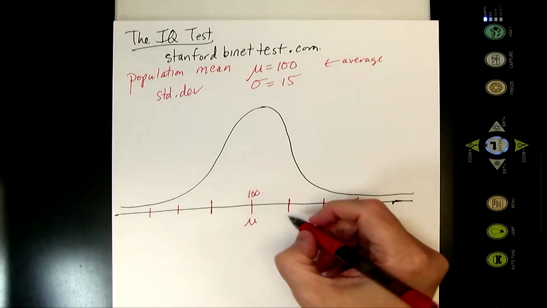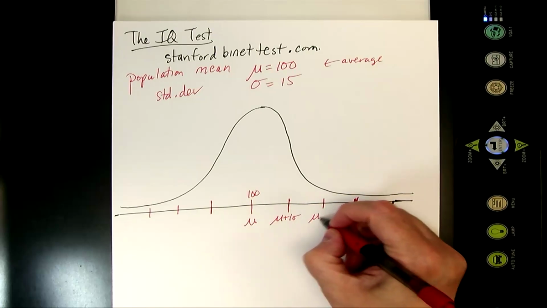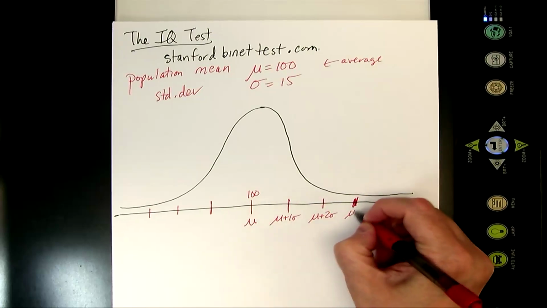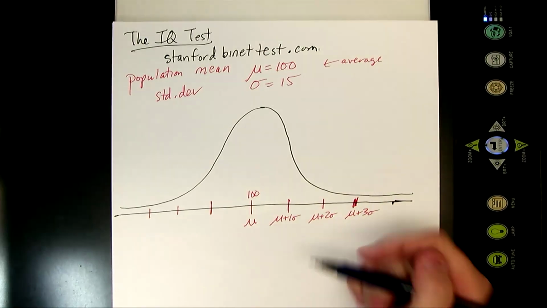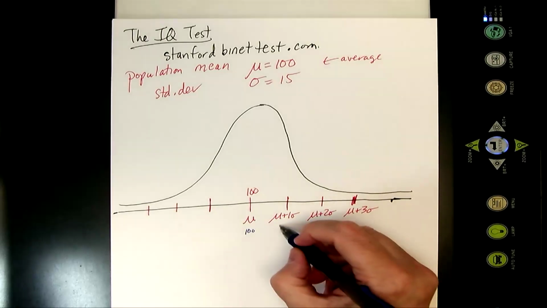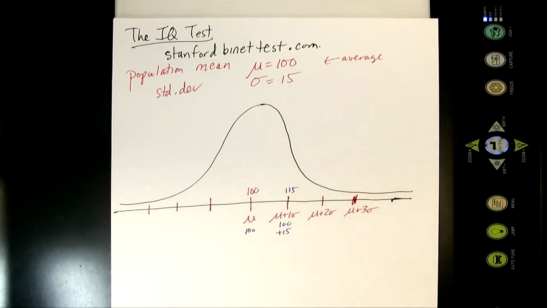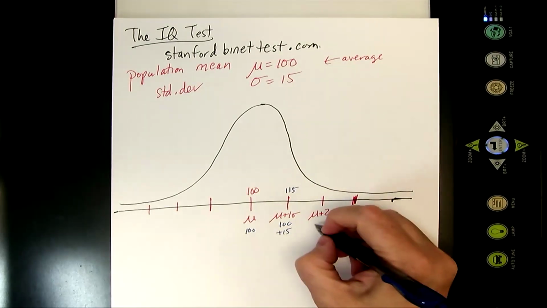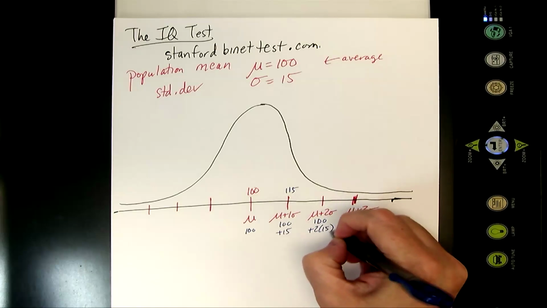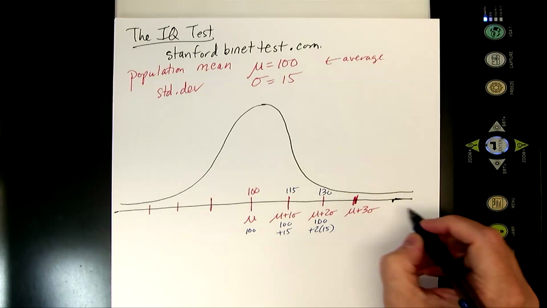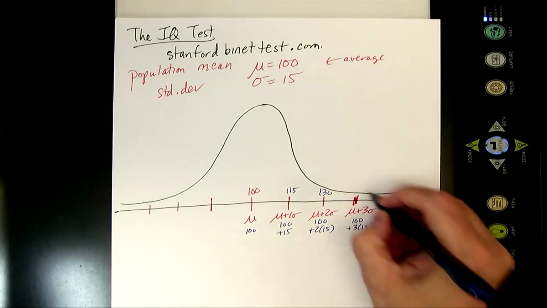As you go to the right, you add 1 sigma at a time. So if this is 100, this is 100 plus 15, which is 115. This is 100 plus 2 times 15, which is 130. And this is 100 plus 3 times 15, which is 145.